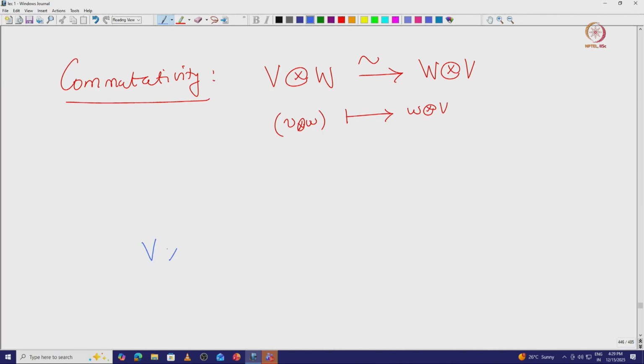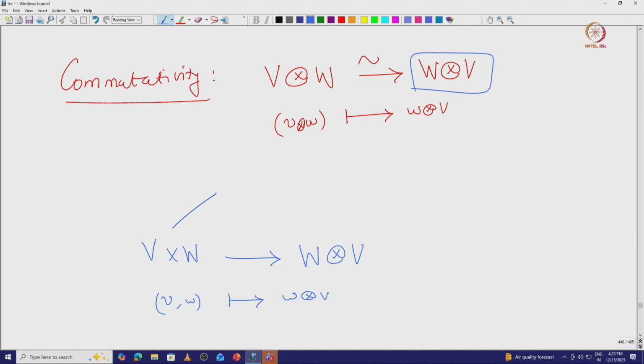So, basically we take V cross W and the target vector space being W tensor V. We can simply map (v, w) to w tensor v. That is going to define a bilinear map from V cross W to W tensor V. That is not hard to check. Now, we have this iota, which is a map from V cross W to V tensor W. Then this map, let us call it F, is going to extend to a map from V tensor W to W tensor V. So, you get this unique extension F bar such that this diagram commutes.